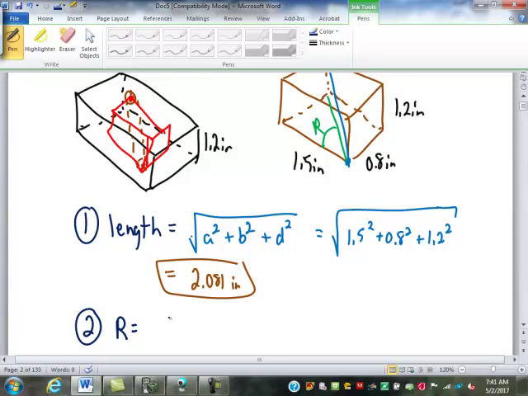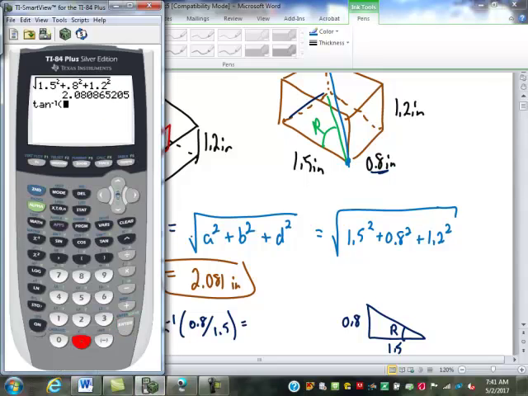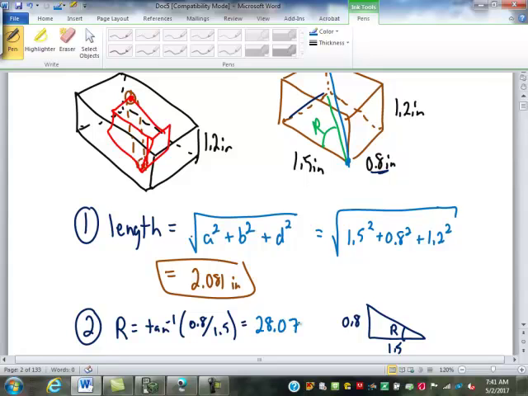So for R, I'm looking at that triangle right here. This is R. This side here is 0.8, that's just this side is the same as this side. And this side is 1.5. So R is the inverse tangent of 0.8 over 1.5. So inverse tangent, 0.8 divided by 1.5, 28.07 degrees. Any questions there?